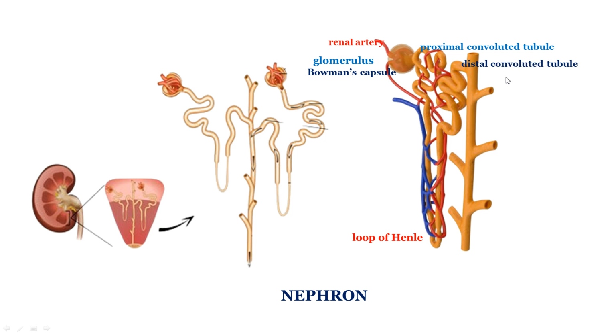This distal convoluted tubule then opens up into the collecting duct, which again enters into the ureter, and again it opens into the urinary bladder to open into the urethra. This was all about the structure of the nephron. Now let us move towards the question.